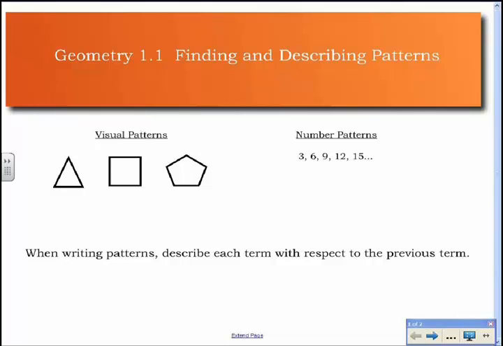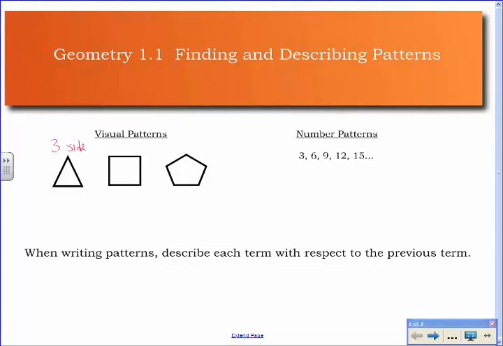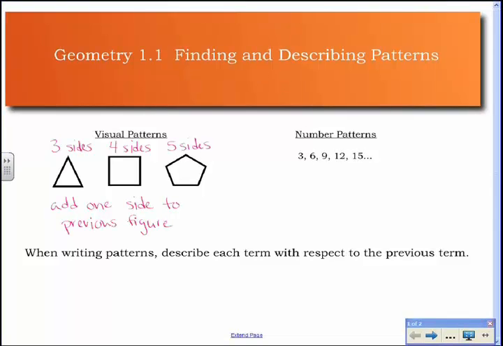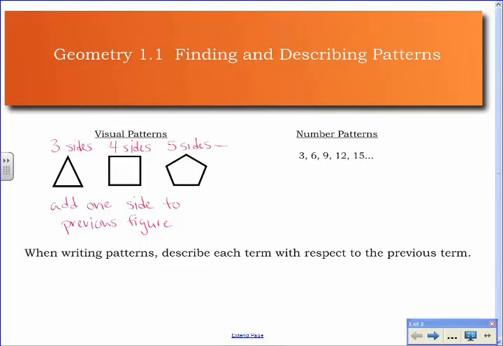In this pattern, I have regular polygons with 3 sides, then 4 sides, then 5 sides. So I could describe this pattern by saying that each figure has one more side than the previous figure. I can use this rule to determine the number of sides in my next term. So 3 sides, 4 sides, 5 sides. My next term should have 6 sides. It should be a hexagon.